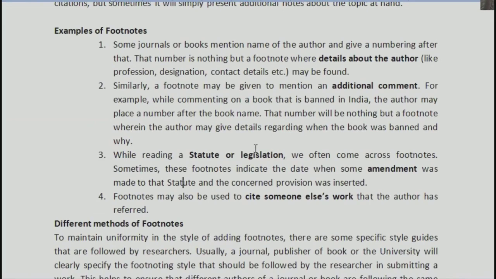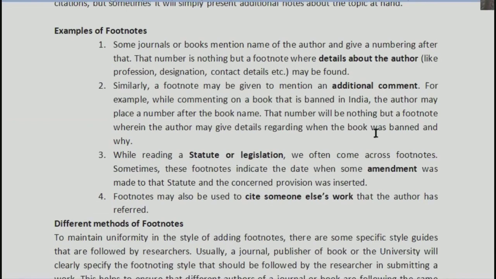The fourth one is to cite someone else's work. Right? We have already discussed. If I am writing something, it's not like I just started writing it on my own. I would refer to someone else's work. That work I may cite also. So these are the four main or common examples of using a footnote.